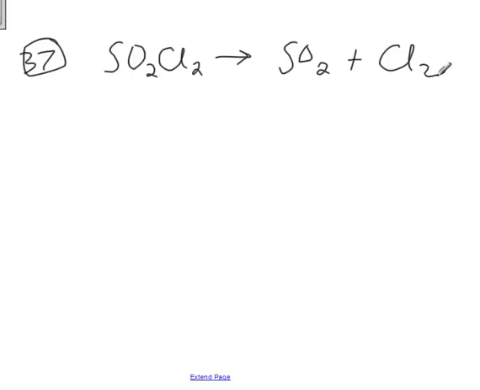The question says, at 600 Kelvin, the half-life is 2.3 times 10 to the 5 seconds. So t1/2 is 2.3 times 10 to the 5 seconds, a half-life at 600 Kelvin. What is the rate constant? What is the rate constant at this temperature? How am I going to do that?